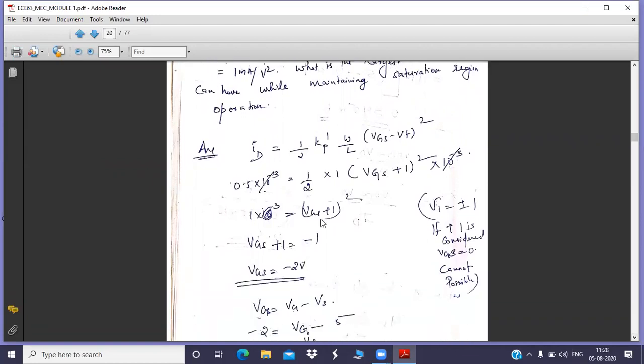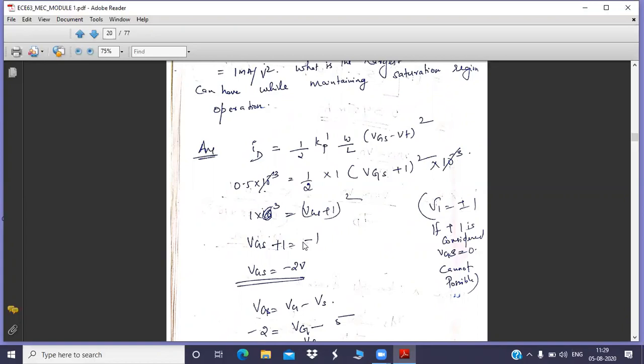I hope you know this. Now you will find VGS minus 1 is minus 2, so VGS will be minus 2 volt. Why have you put a minus 1 here? VGS plus 1 the whole square is 1. I repeat, VGS plus 1 the whole square is 1. If I remove the square, you have to take the square root over here. What is the square root of 1? The square root of 1 can be plus or minus 1. But here we will not consider plus 1. We will put minus 1 here.